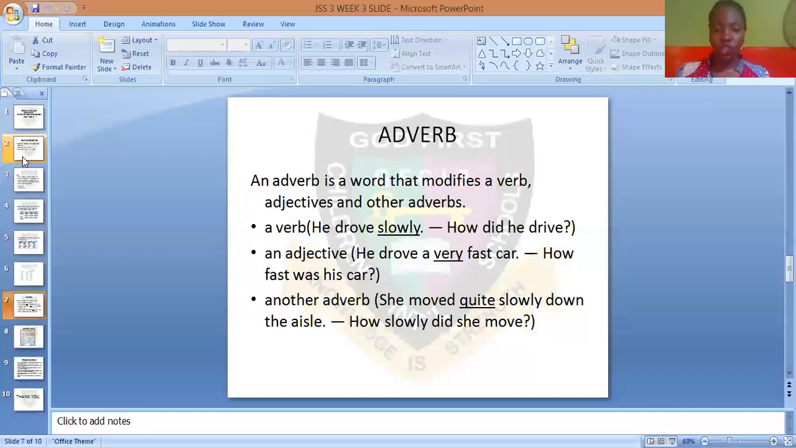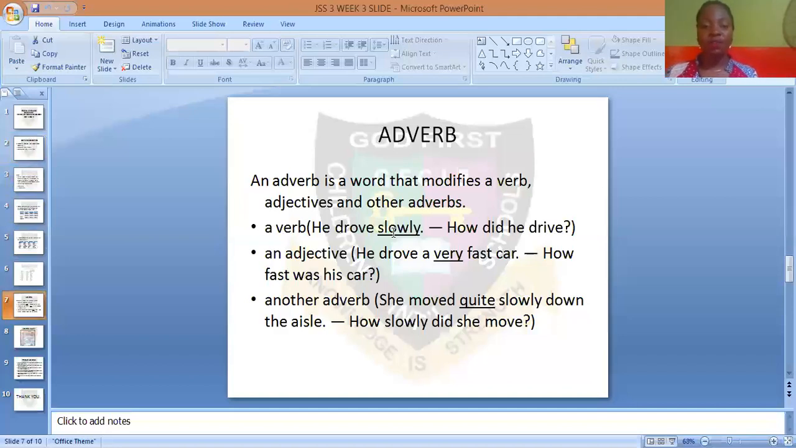The verb is drove. Okay? So this is the verb, drove. He drove slowly. Slowly is the adverb. How did he drive is the question. He drove slowly.